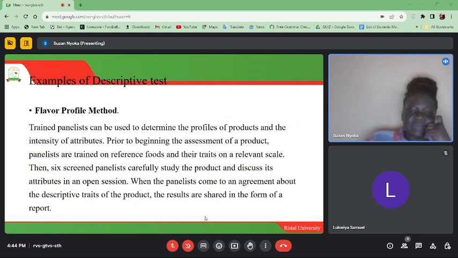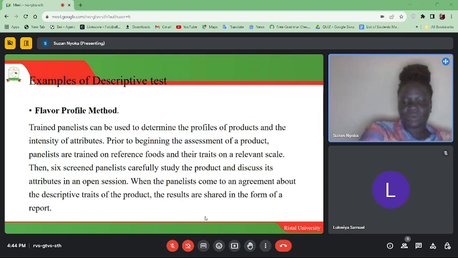Here, trained panelists can be used to determine the profiles of products and the intensity of attributes. Prior to beginning the assessment of the products, panelists are trained on reference foods and their traits on a relevant scale. Then six screened panelists carefully study the product and discuss its attributes in an open session. When the panelists come to an agreement about the descriptive traits of the product, the results are shared in the form of a report. In flavor profiling, they discuss and agree that all the characteristics they're looking for lie on the same number on the scale.